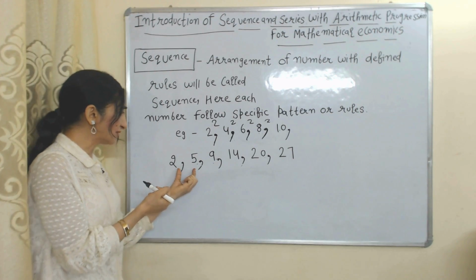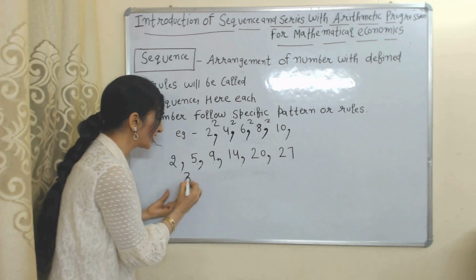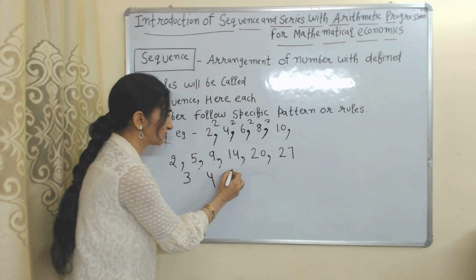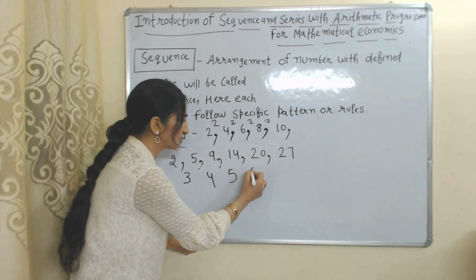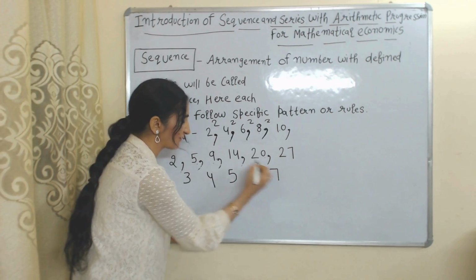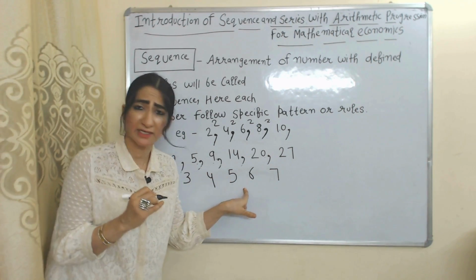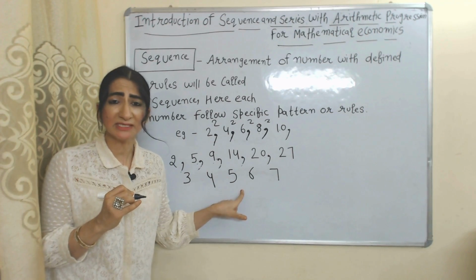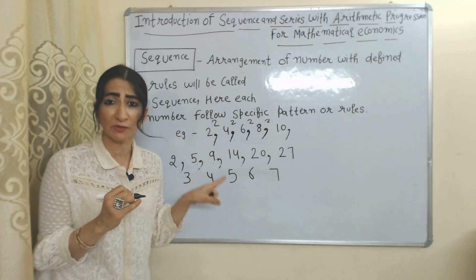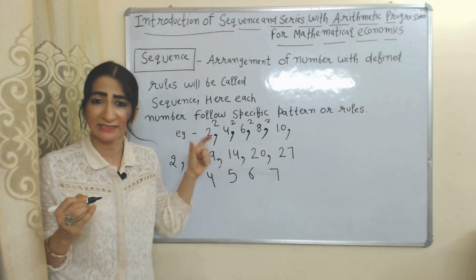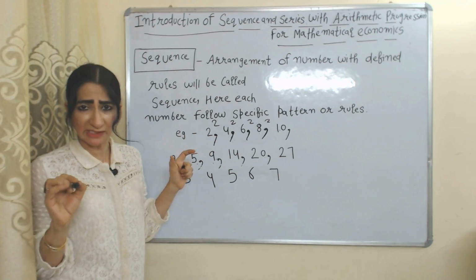Similarly, you can see difference between these two numbers is 3. Difference between these two numbers is 4. Difference between these is 5. Difference between these is 6 and difference between these is 7. Here you can see these numbers are arranged with the rule of increasing difference. That means arrangement of every number is based on some specific rules. That's why this will be called a sequence.